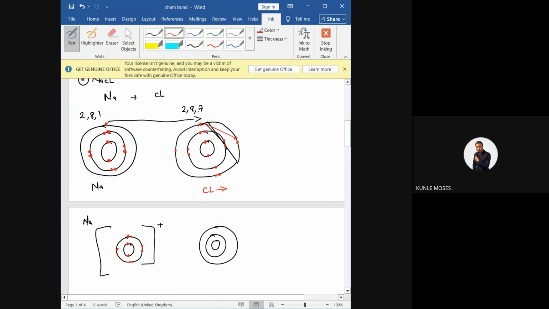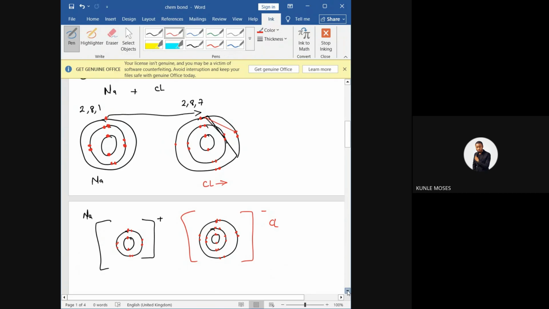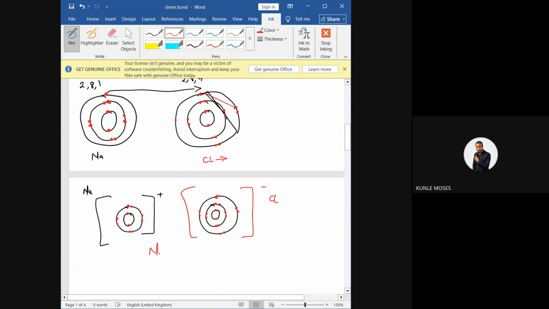And chlorine, we have the octet structure also, which is 1, 2, 3, 4, 5, 6, 7, 8, 9, 10, 11, 12, 13, 14, 15, 16, 17, 18. You can see instead of chlorine being 17, it has become 18. So then you put it inside the box and you write minus. Minus 1 simply means it has gained 1 electron. So this is a compound that we call NaCl. And that is ionic bond.